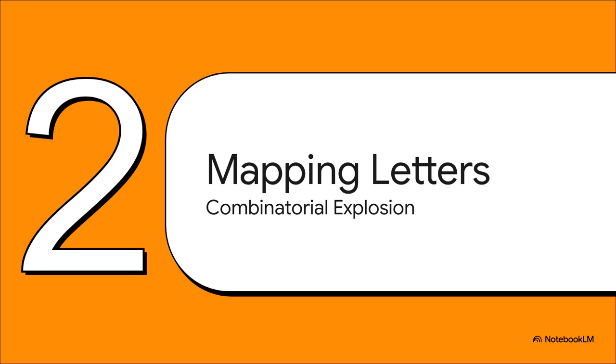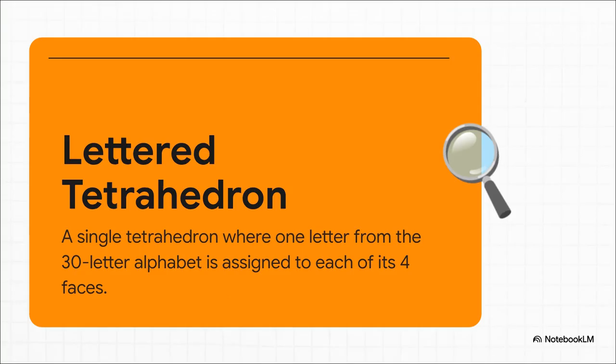Okay, so you've got your letters, you've got your shape. What happens when you smash them together? Well, this is where it gets kind of mind-blowing, and the numbers get big, fast. Right, so the basic idea is to create something called a lettered tetrahedron. And it's super simple. You just take one letter from that alphabet of 30 and you stick it on one of the 4 faces. You do that for all 4 faces and boom, suddenly each little tetrahedron is its own unique packet of 4 letters.